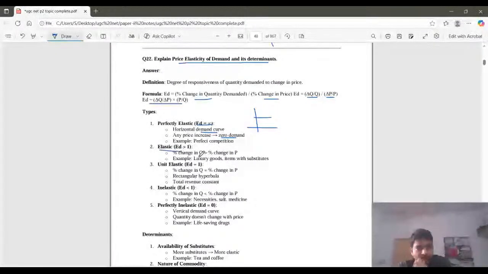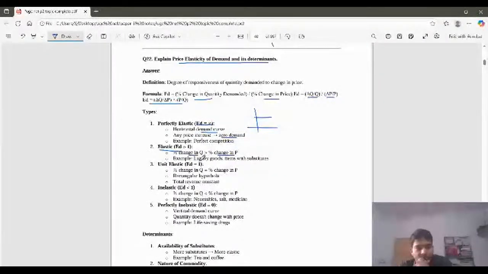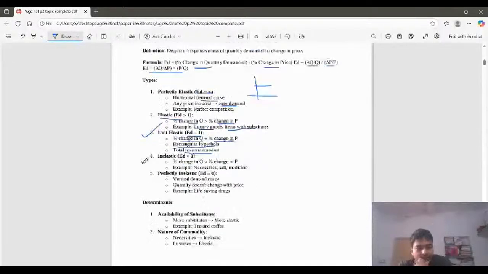Elastic demand is about the change in demand relative to the change in price. An example is luxury goods, items with substitutes. Unit elasticity demand, where ED equals one, means the change in quantity demanded equals the change in price. It is a rectangular hyperbola, and total revenue is constant.